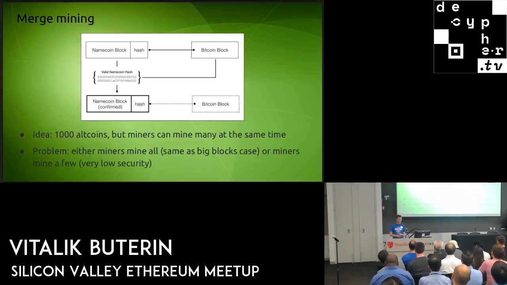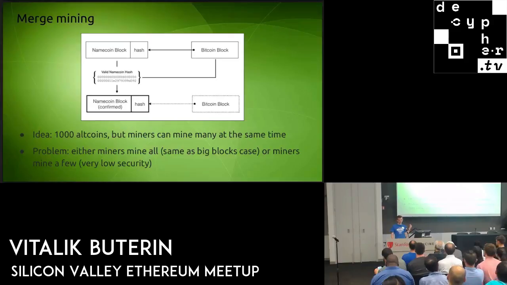Now, merge mining is another approach, and this basically says we have 1,000 altcoins, but we let people mine many altcoins at the same time. The problem is this also doesn't solve the problem, and the reason is that the main parameter you can adjust here is, on average, how many altcoins each miner ends up mining.